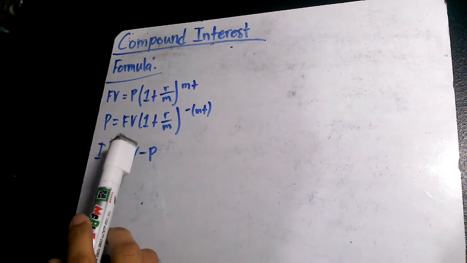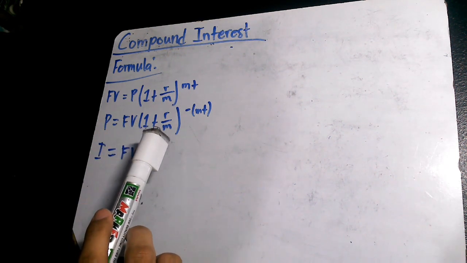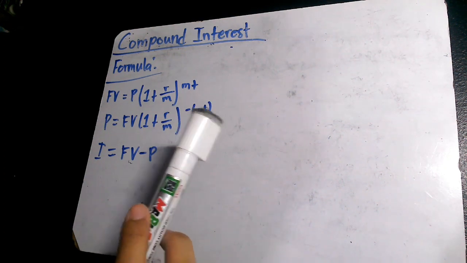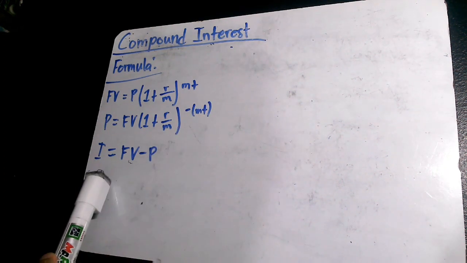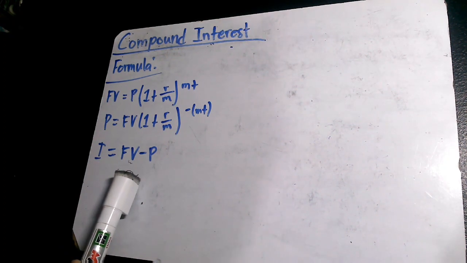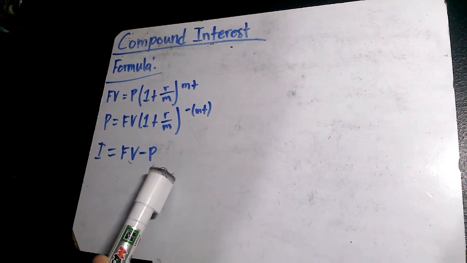And if P is missing, then FV times 1 plus r over m raised to negative mt, and if I is missing for interest, then FV, which is future value, minus P, which is principal amount.